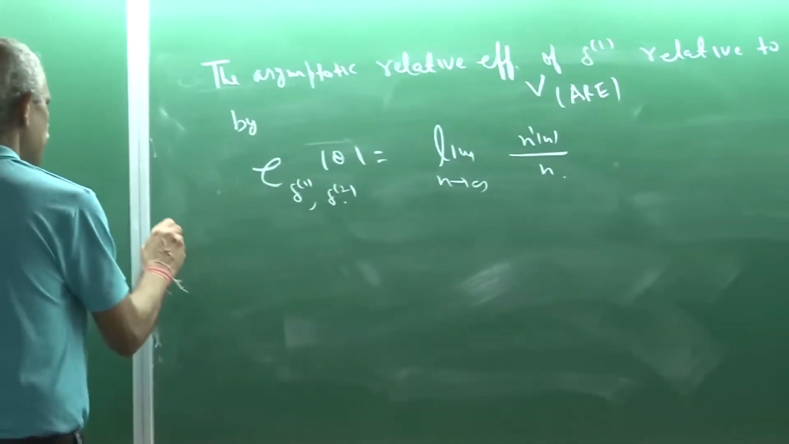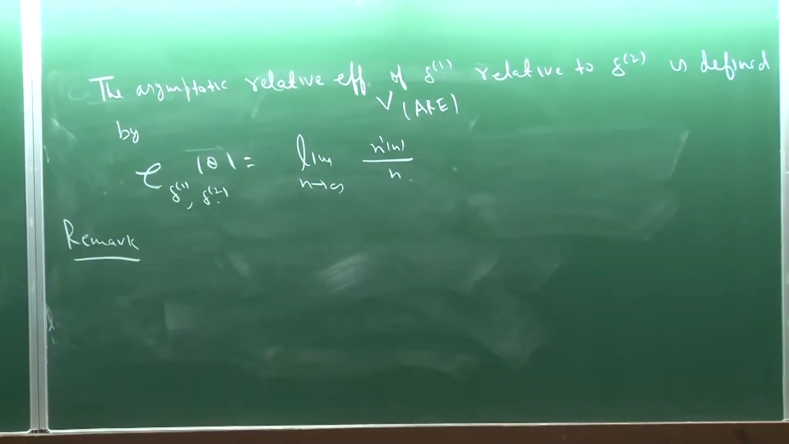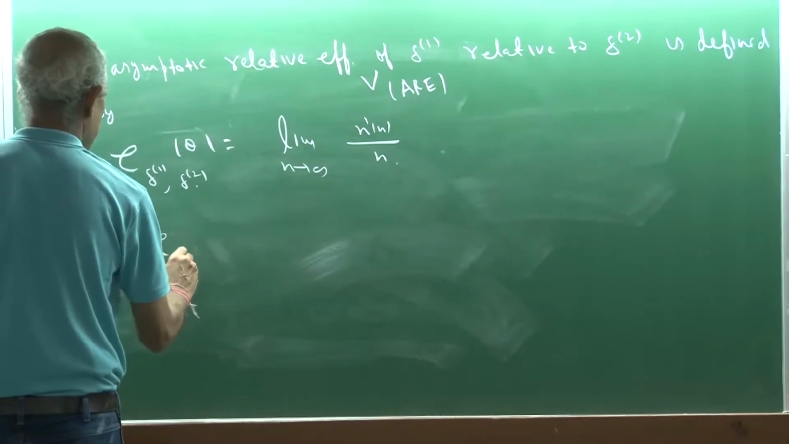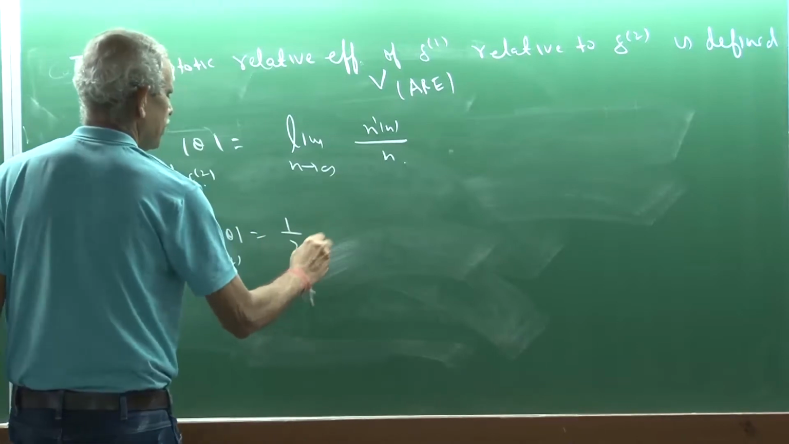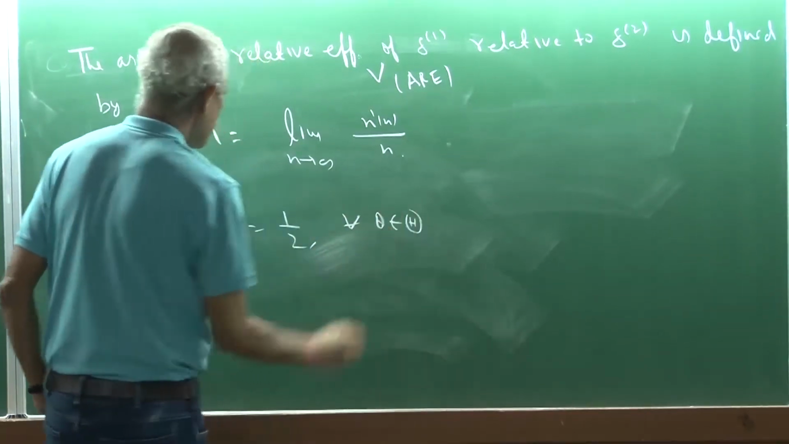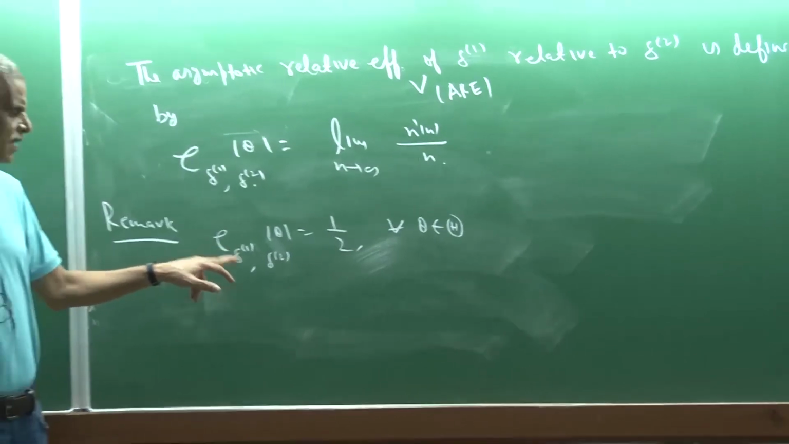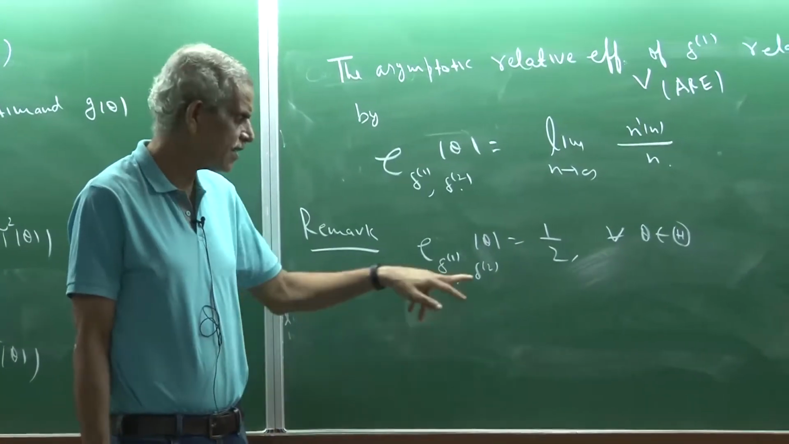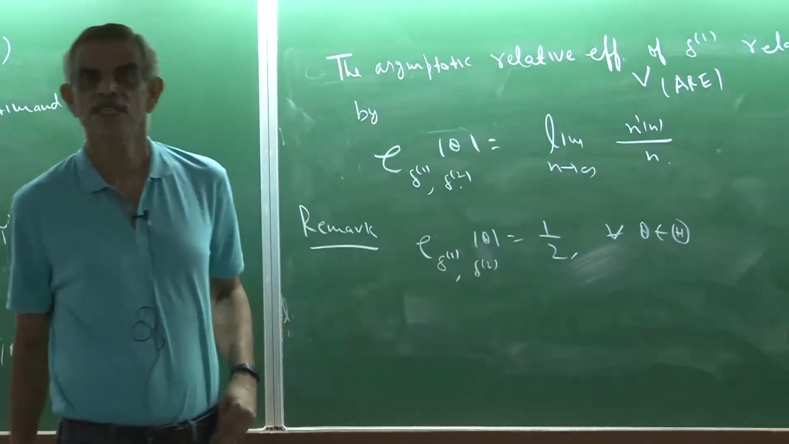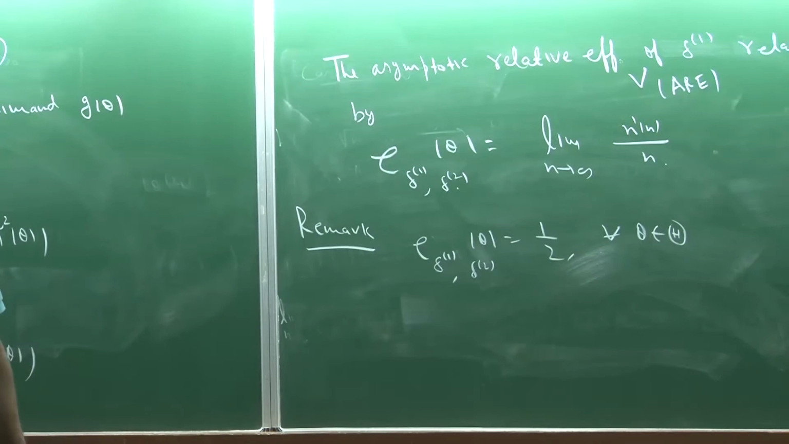An interpretation of this is that suppose E delta 1 delta 2 theta is half for every theta. What does that mean? That means the relative efficiency of delta 1 is half, less than 1. It says, in other words, that delta 1 would require twice the sample size required by delta 2 to achieve the same efficiency, or the same performance level. That is the interpretation.